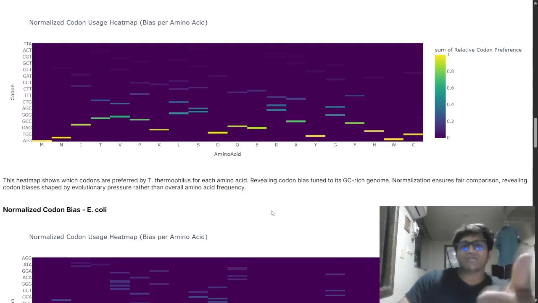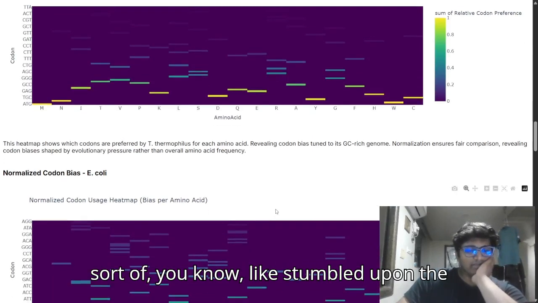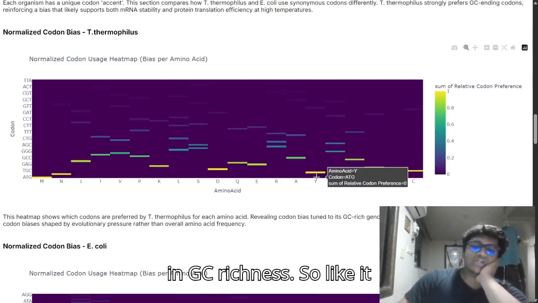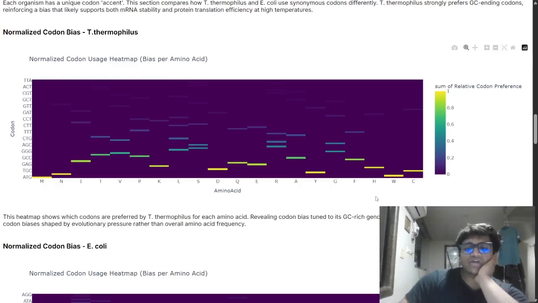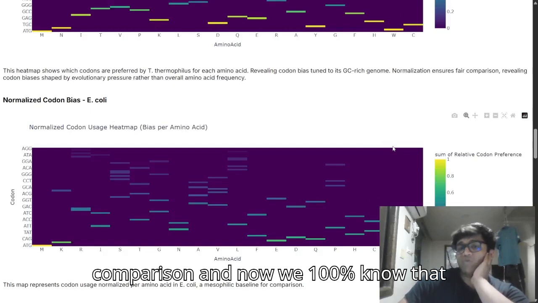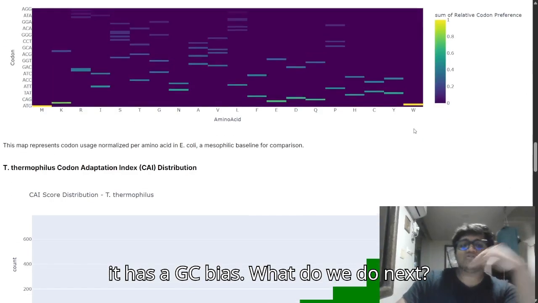So we have stumbled upon the dialect of Thermophilus. It only speaks in GC richness. It has a codon bias towards GC richness. So we drew a fair comparison, and now we 100% know that it has a GC bias. What do we do next?